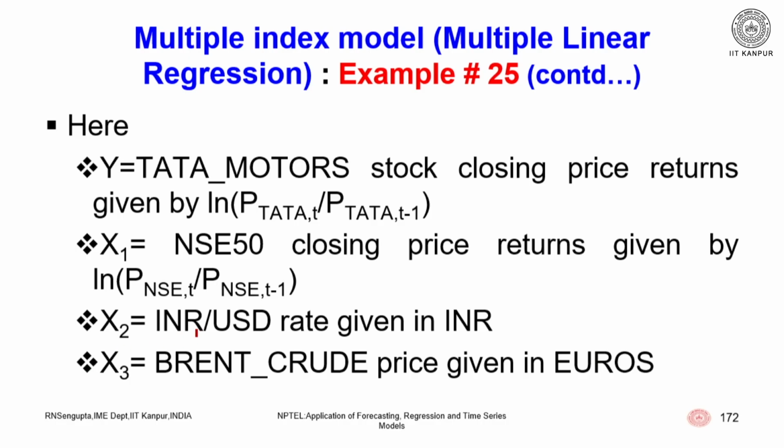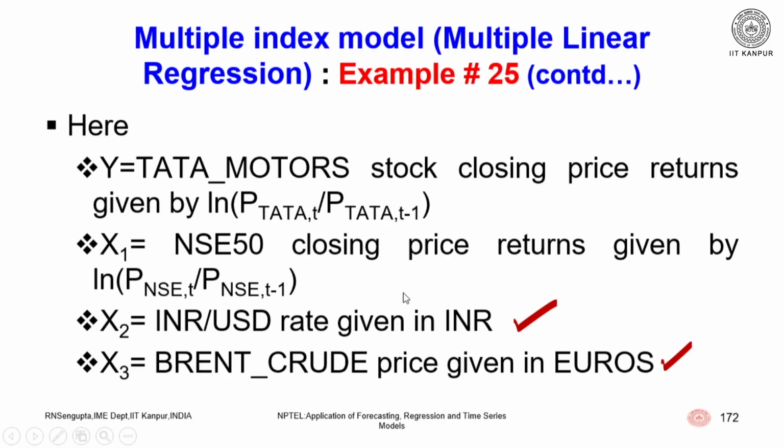X2 is the Indian rupee to US rate given in Indian rupees, and X3 is the Brent crude price given in euros. Now, this information has been taken from the website, and I will come to this problem solving again utilizing the Excel sheet, which I always do. So, I will now switch over to the Excel sheet.